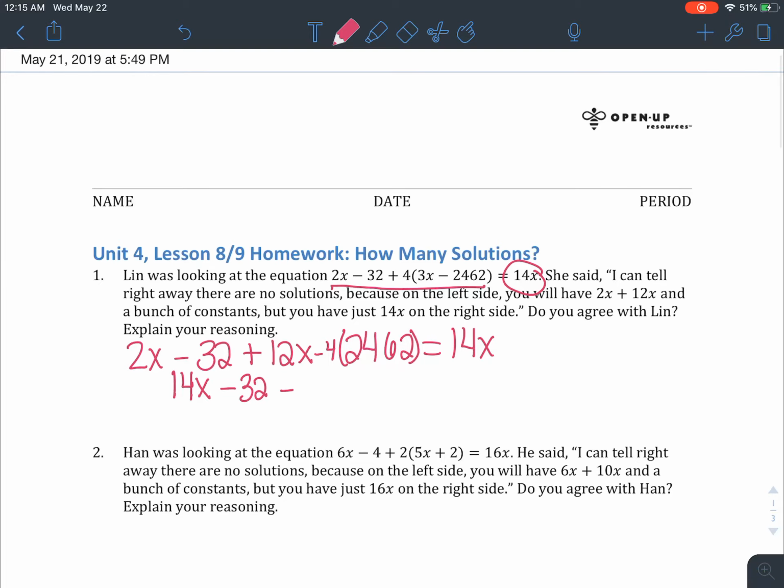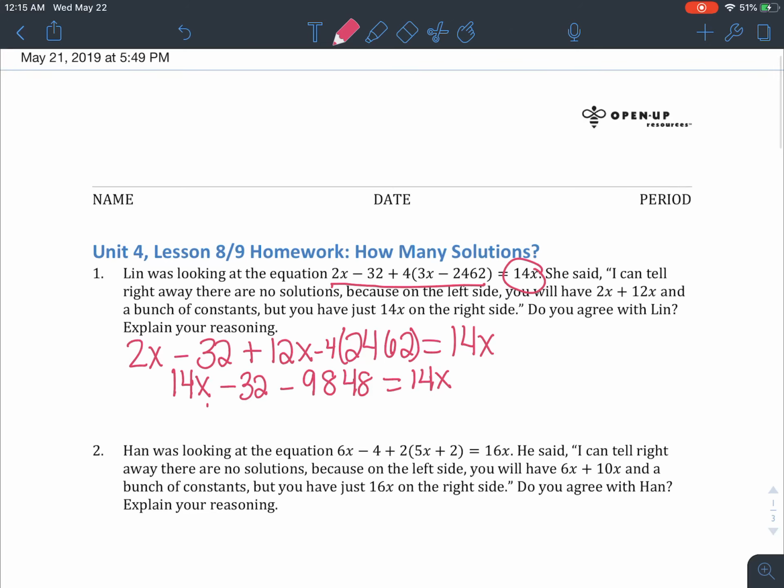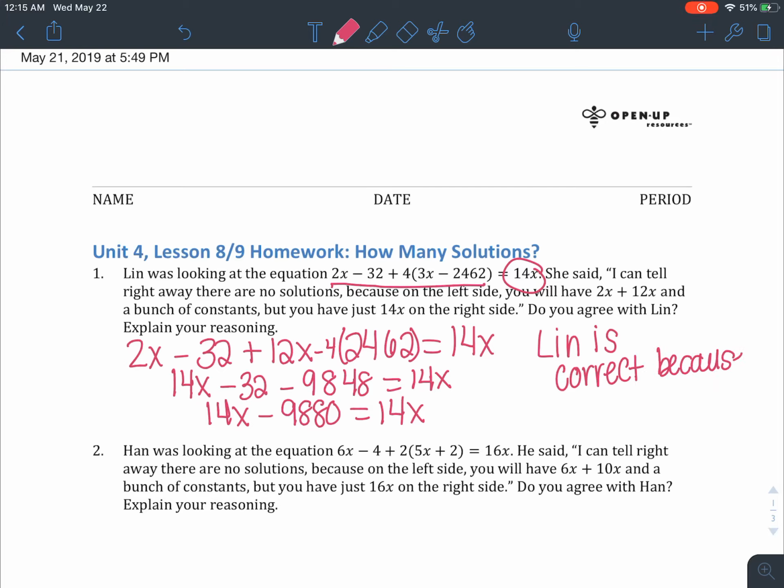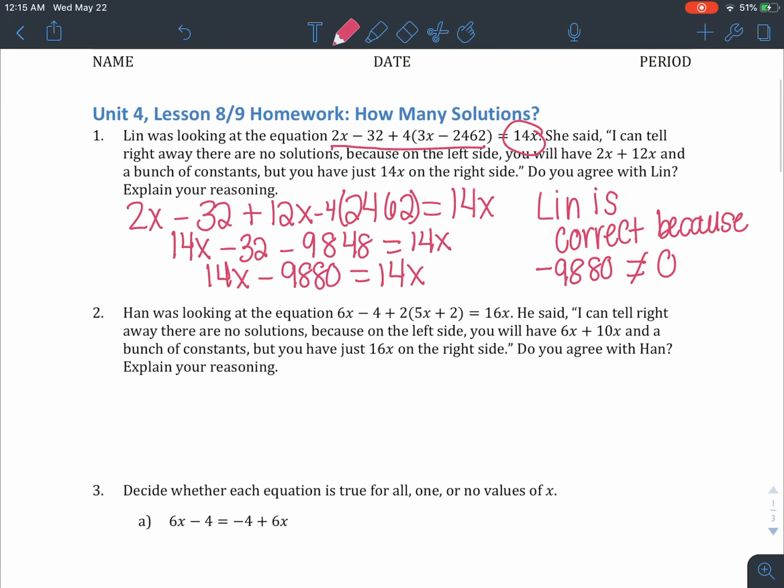32 minus 9,848 equals 14x. And so then that's going to be plus. Okay, so that is going to even prove it even more. So Lynn is correct. Does not equal 0. Okay. All right, let's look at number 2.